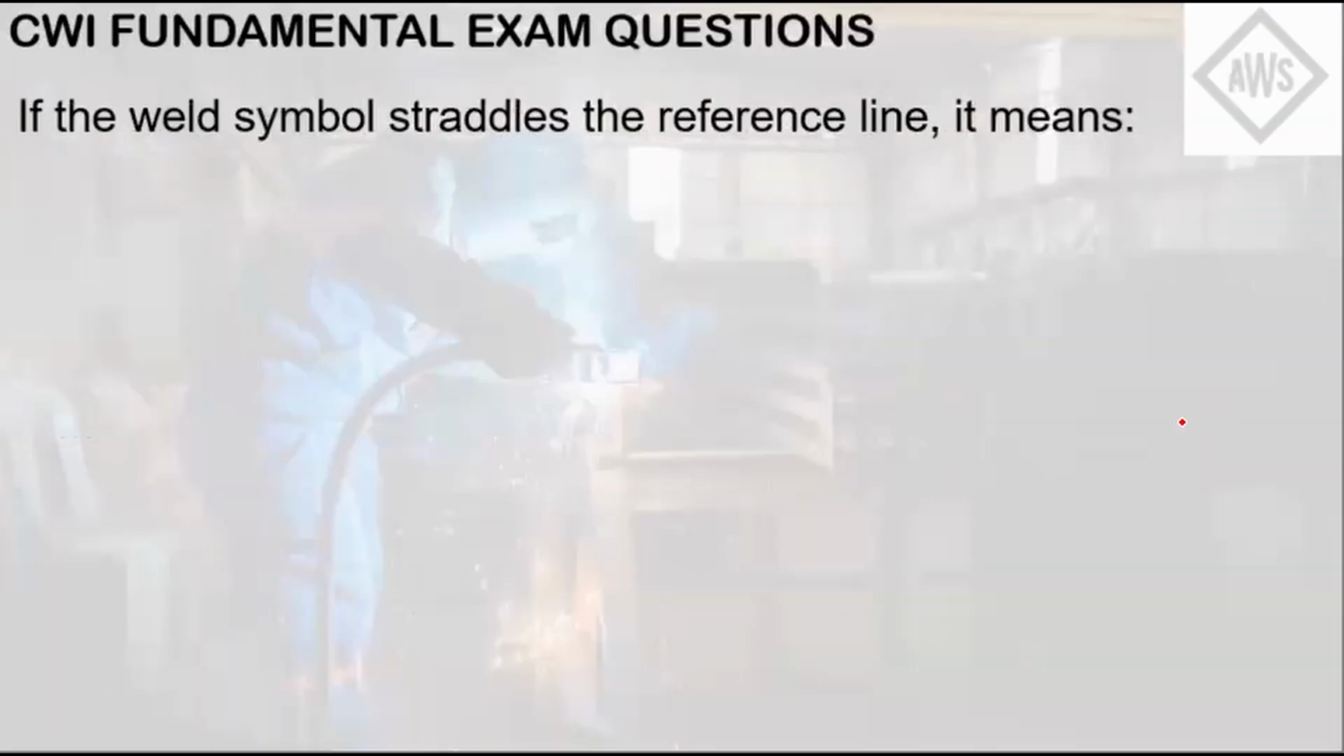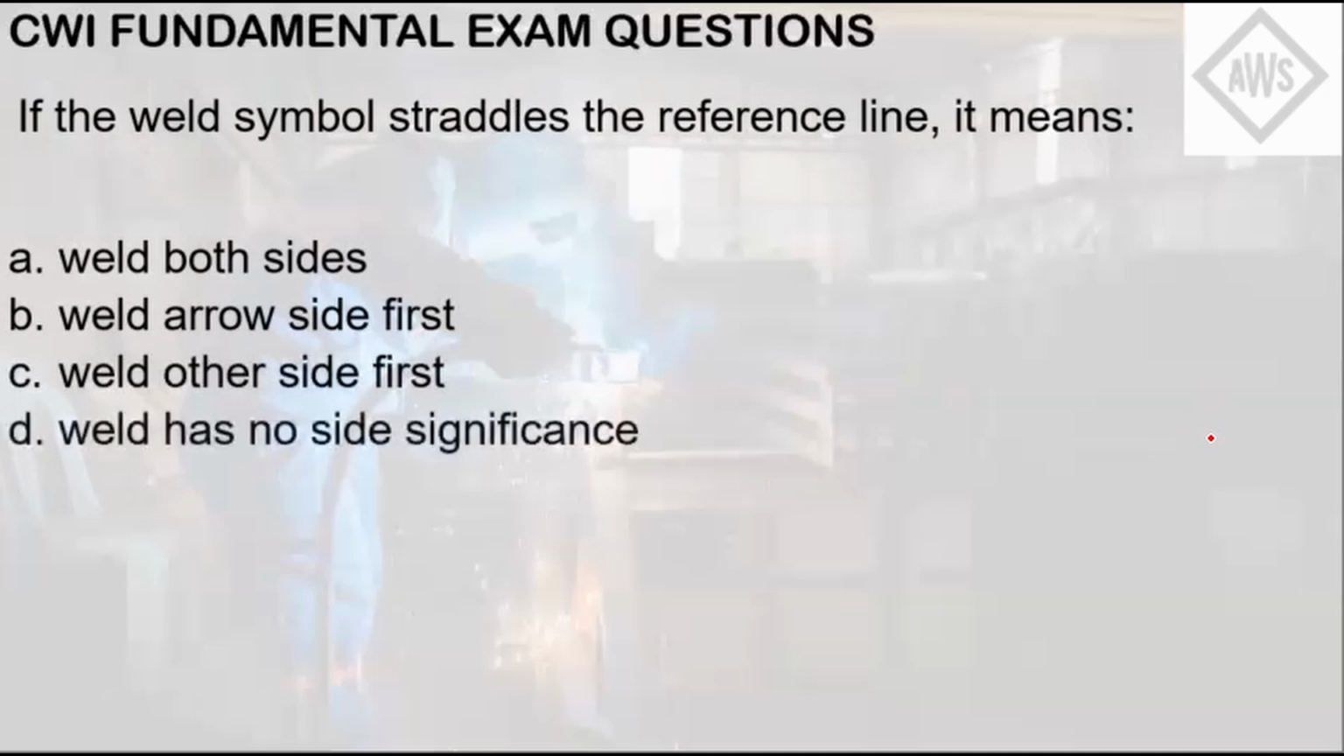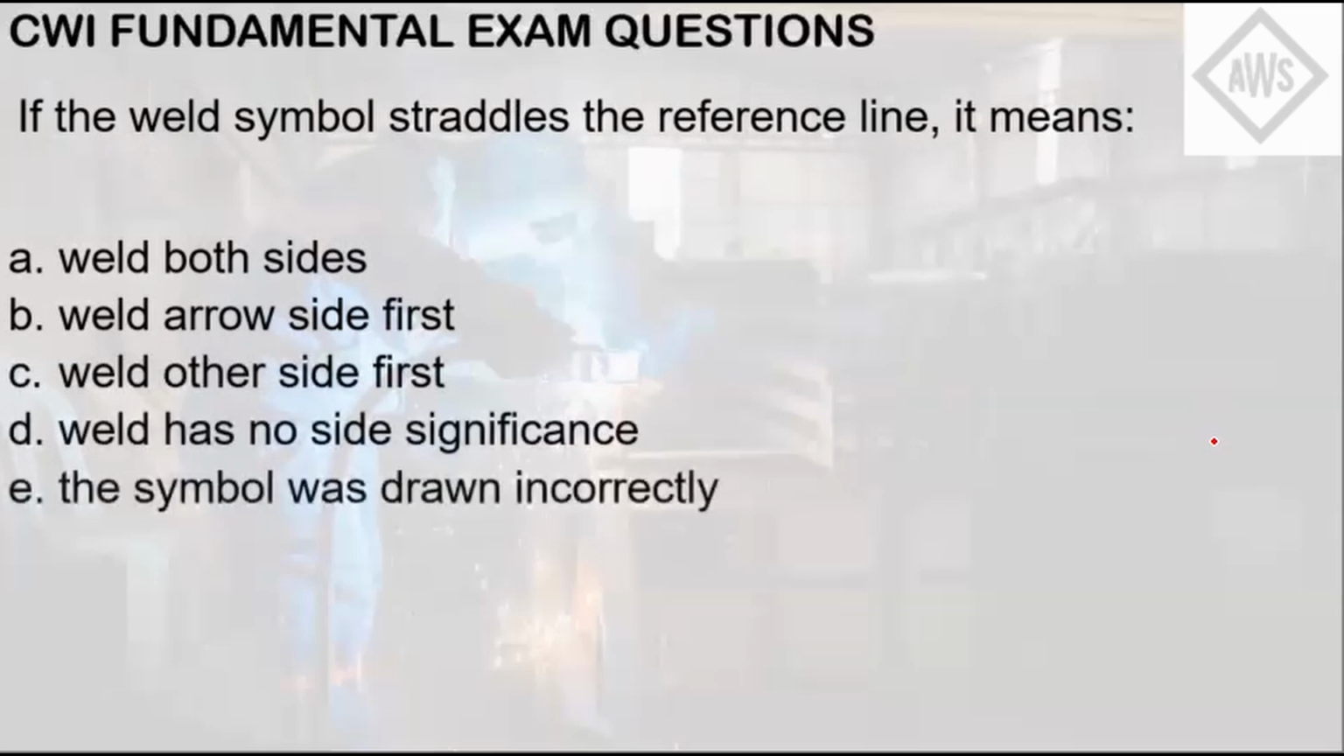If the weld symbol straddles the reference line, it means: A, weld both sides. B, weld arrow side first. C, weld other side first. D, weld has no side significance. E, the symbol is drawn incorrectly. So the answer here is letter A.